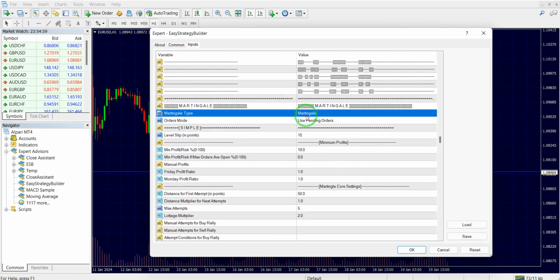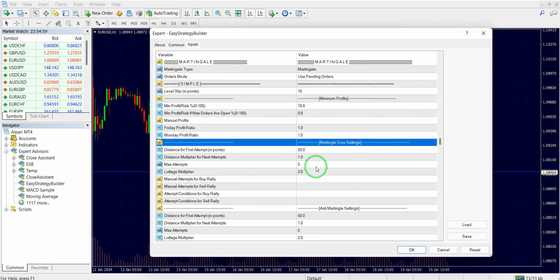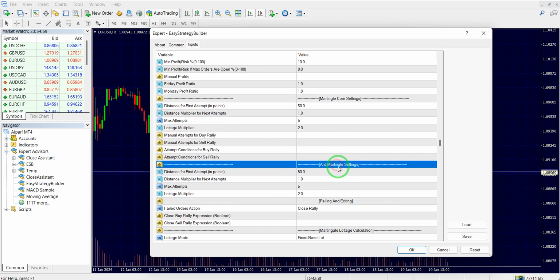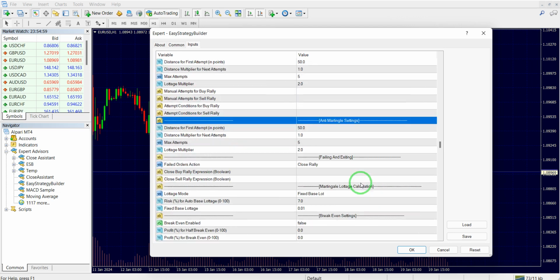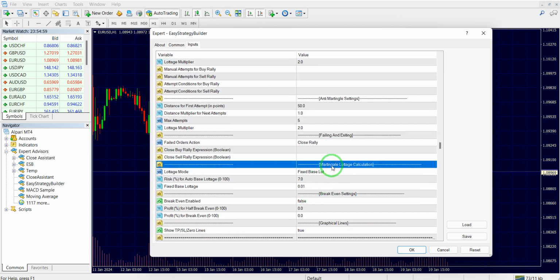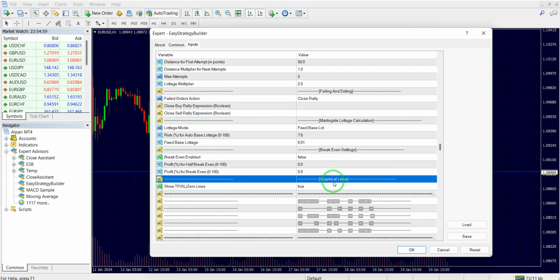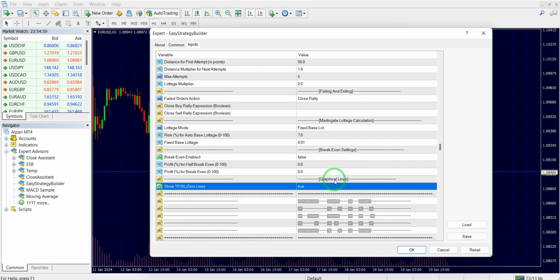So you can tell the ESB how to open the position, using the pending order or using an instant order, minimum profit, core settings. You can tell how the martingale works. Anti-martingale also, ESB supports anti-martingale. It can do both together also, and how to exit the position, how to calculate the volumes, how to break even the martingale, and show the lines and the martingale levels on the chart or not.